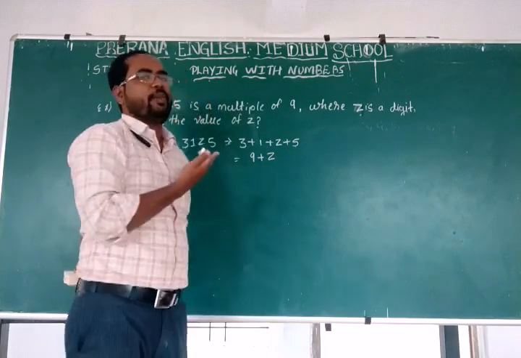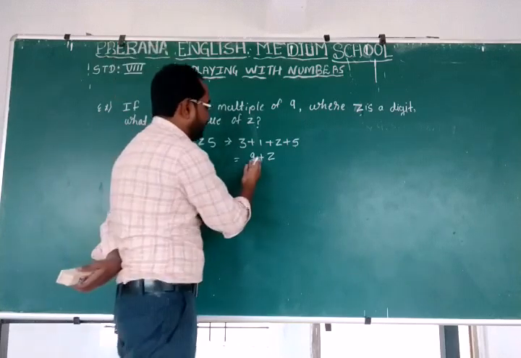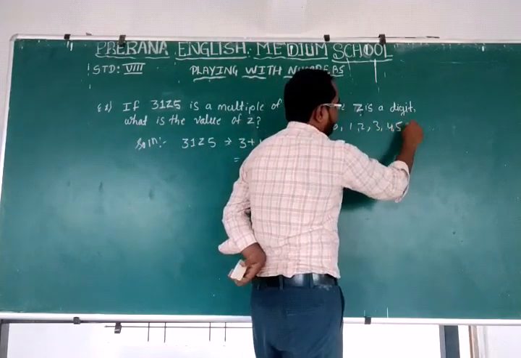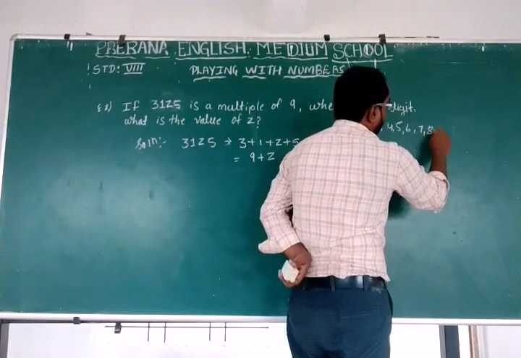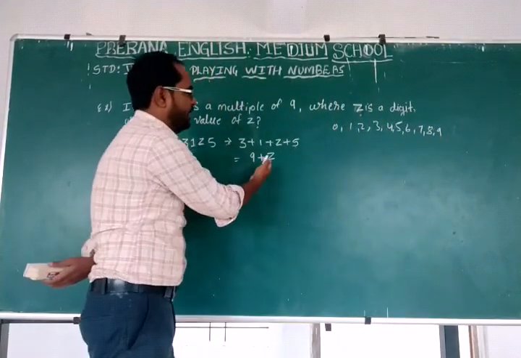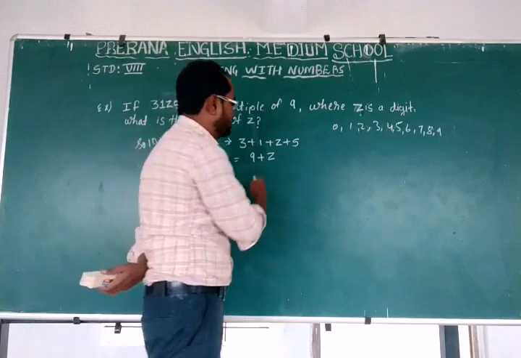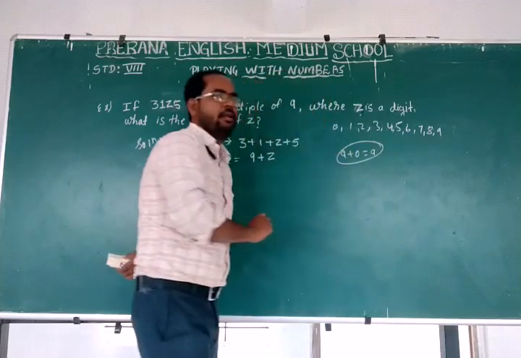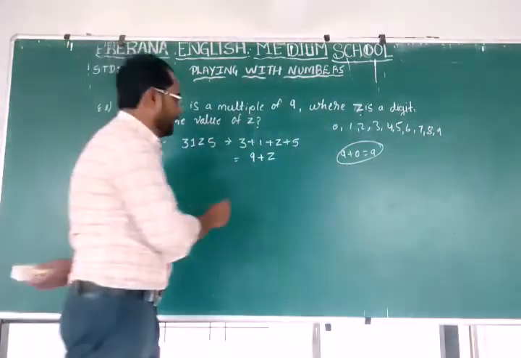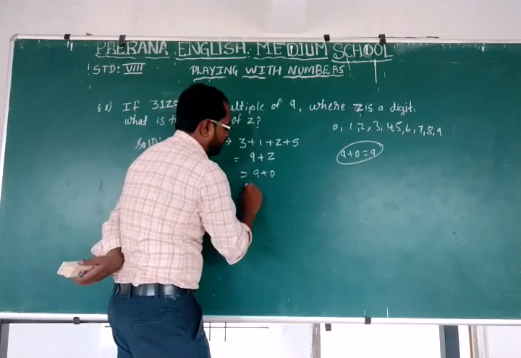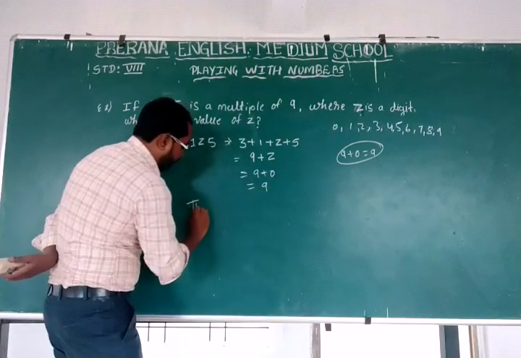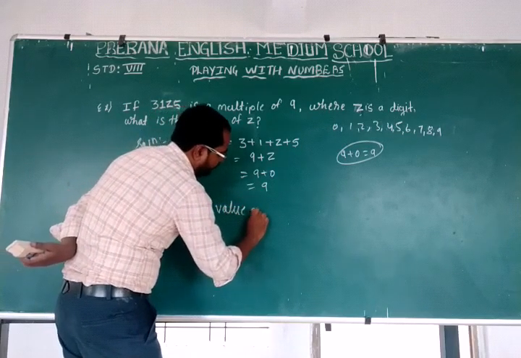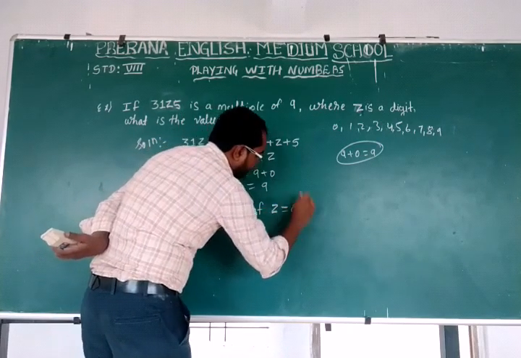To make it divisible by 9, how much should I add? I can choose any one of the digits 0 to 9 and add it to make it divisible by 9. First I go with 0. 9 plus 0 is equal to 9. Is 9 a multiple of 9? Yes, 9 into 1 is 9. That means the value of z is equal to 0.